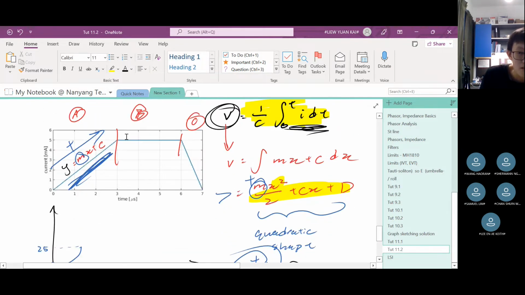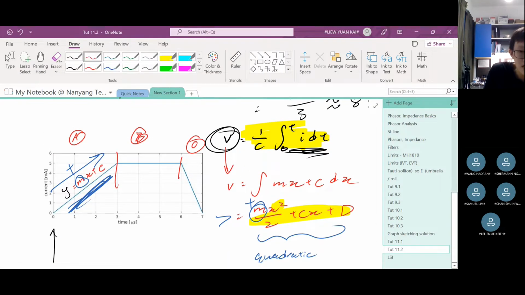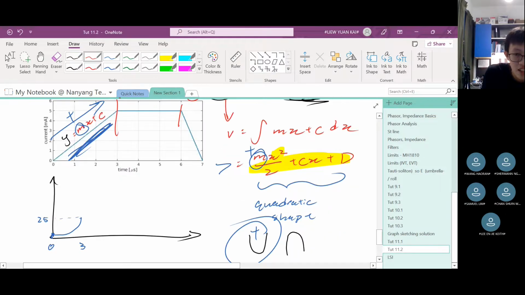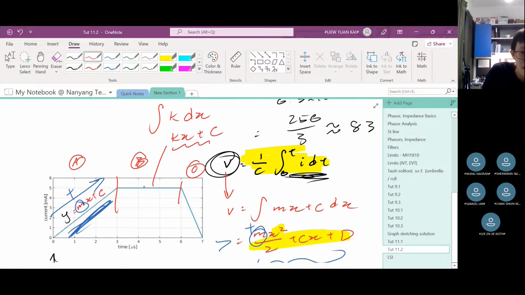So from 3 to 6 microseconds, what do we have? To find this shape, we need to integrate it, right? To get voltage, we need to integrate the current time graph. So this is a constant, let's just say it is k. I integrate with respect to x. What will I get? kx plus c. You see, this is just a straight line graph.